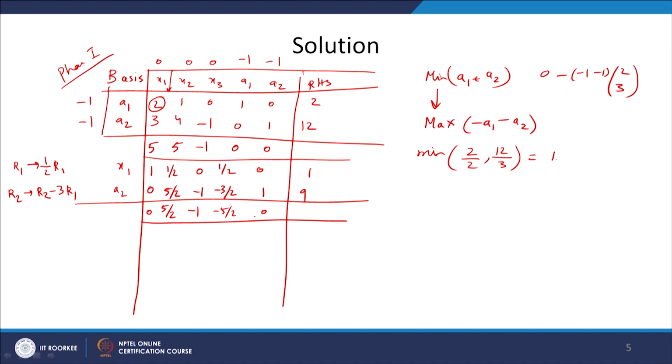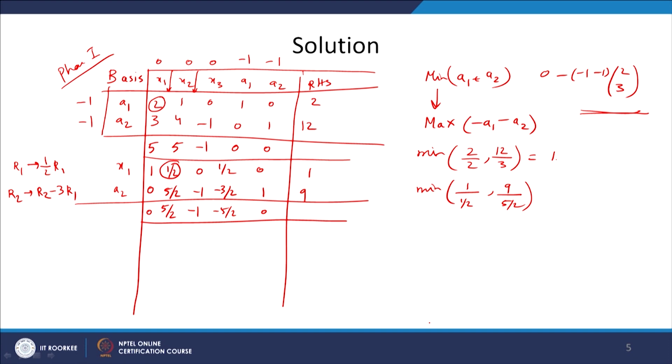This is obtained by the normal procedure, just as I have explained over here. Now we find that there is only one entry in the deviation row which is positive. This indicates that x2 should enter into the basis. Then we perform the minimum ratio test between the right hand side and the pivot column, which tells us that it is 1 upon 1 by 2 and 9 upon 5 by 2, and this tells us that the pivot is 1 by 2.